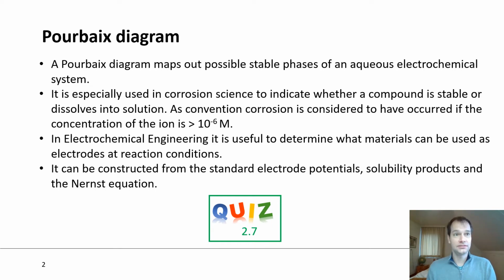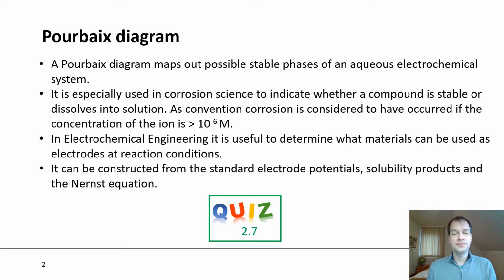And for that, to indicate whether it's dissolved, a concentration of 10 to the minus 6 molar is applied. Now, why is this 10 to the minus 6 important? That I will explain later.